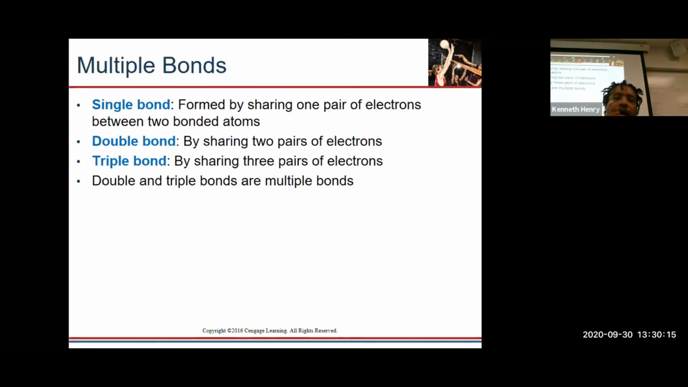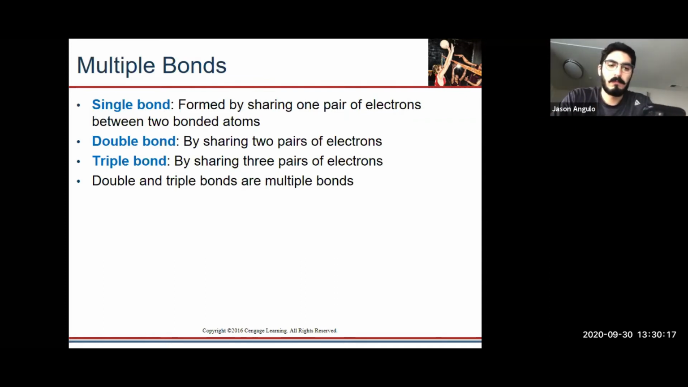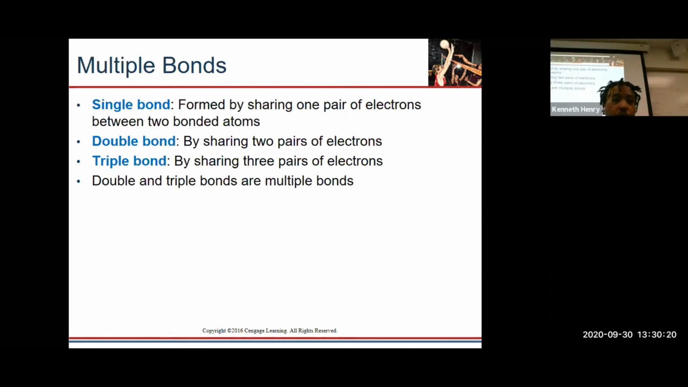Okay, so when we talk about bonds, we could have multiple bonds. We've talked about a single bond, when we're sharing just one set of electrons. If we're sharing 2 sets of electrons, a total of 4 electrons, 2 pairs, that's a double bond. A triple bond would be sharing 3 pairs of electrons. Let me give you an example. Show me a picture.